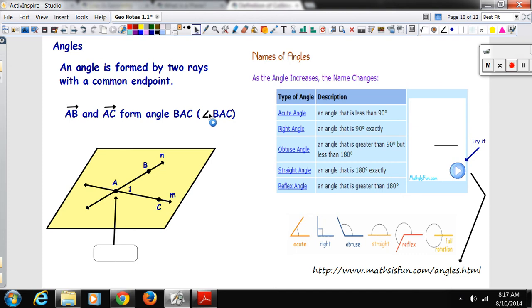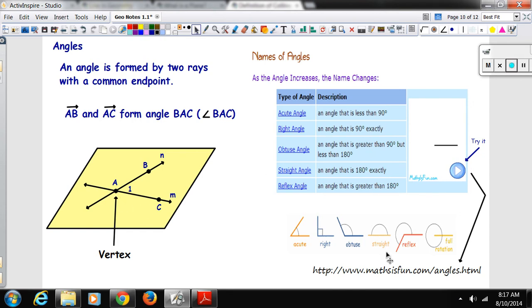It almost looks like a less than sign, but it's straight across here. So it's angle BAC, and this point right here we would call vertex. It's the vertex of the angle. It's the place where the 2 endpoints meet. The place where the common endpoint is called a vertex.